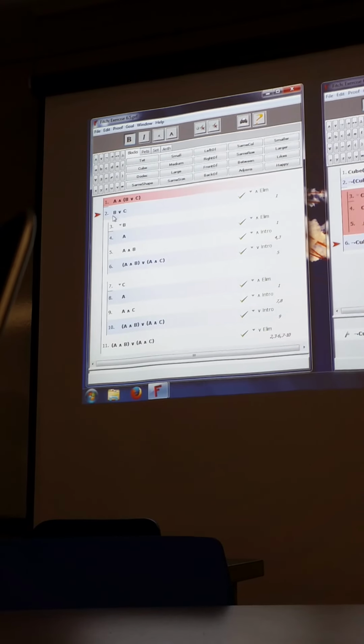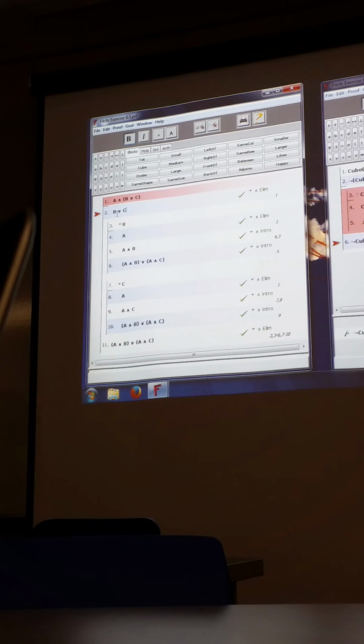So I break off the B or C. That leaves me options. Either Bill committed the murder or Charlie committed the murder, right? Or elim is basically saying explore each of those cases. So you don't know for sure if B committed the murder. You don't know for sure if C is true, right? You just know at least one, maybe both.